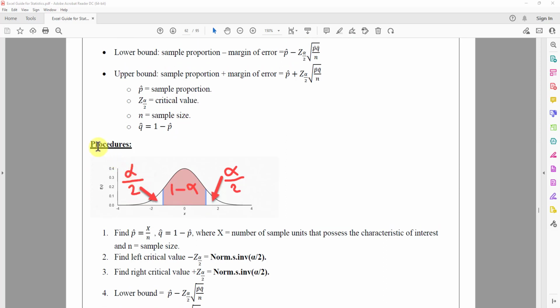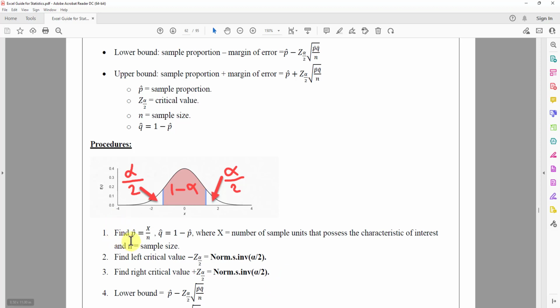Okay, so below are the steps. Now, we have the alpha, which is the significance level. So we have half of the alpha on the left tail and half of the alpha on the right tail. So together they are alpha. Therefore, the area in between must be 1 minus alpha. Remember, the area under the entire curve is 1, right? All the area under the curve is equal to 1. And 1 minus alpha over 2 and alpha over 2 leaves 1 minus alpha, so that is the remaining area in the middle.